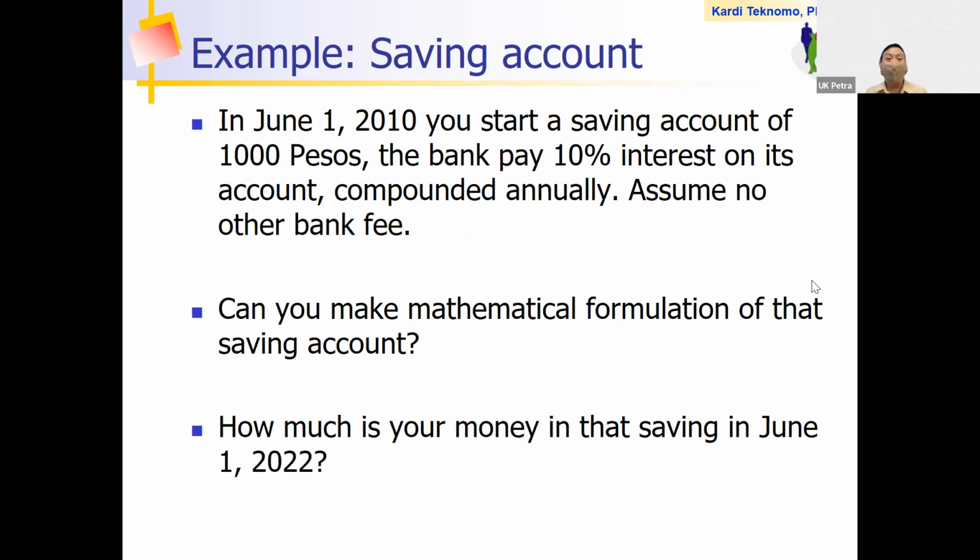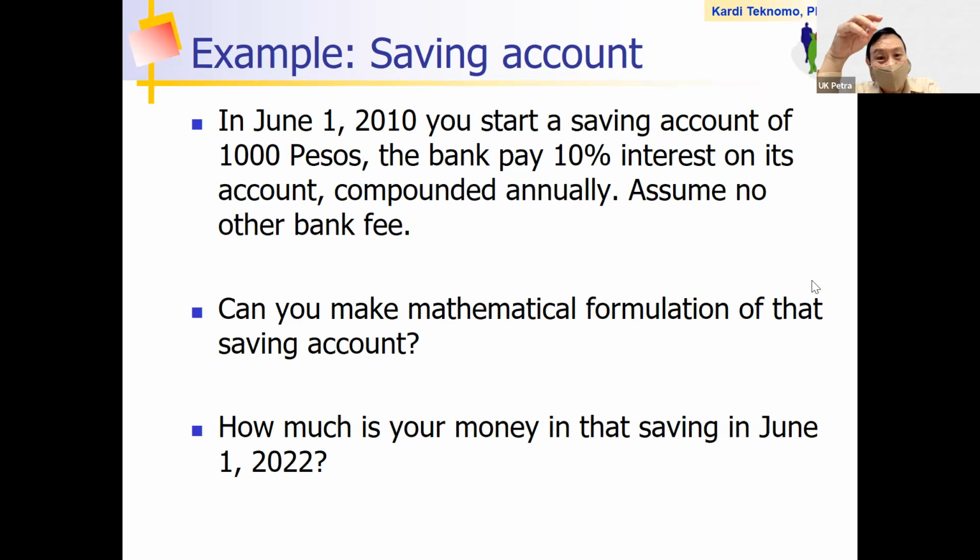Let's give you an example. I still use the pesos, that is okay, right? It's the same. Say in June 2010, you start a saving account, say 1,000 pesos, which is around 300,000 rupiah. The bank gives you 10% interest.